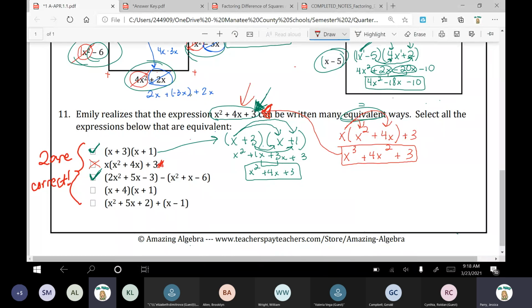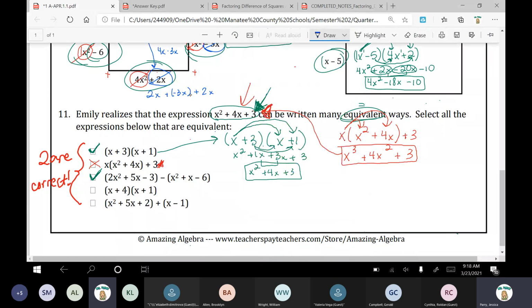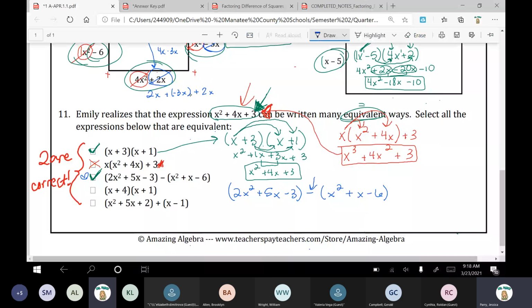And let's go on to our last one. I'll use a new color. We'll use blue. This one here, I'll put a heart next to it. Okay, our last one, it's 2x squared plus 5x minus 3. This is going to be kind of similar to the stuff yesterday. X squared plus x minus 6. Okay, we're subtracting. So let's go ahead and see here. We have 2x squared minus x squared. So just subtract.